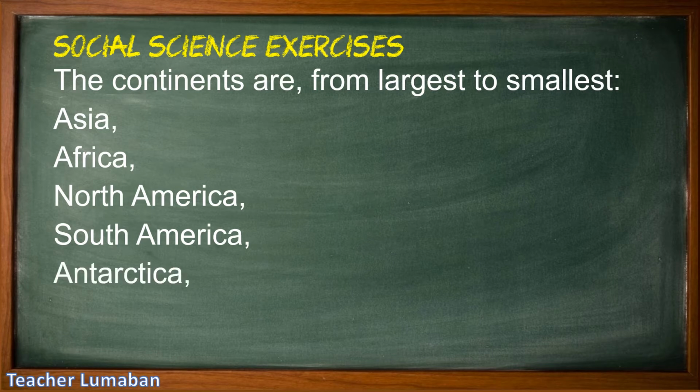Rank 5, Antarctica is 14,245,000 square kilometers or 5,500,000 square miles. Rank 6, Europe is 10,354,636 square kilometers or 3,997,929 square miles. Rank 7, Australia is 7,686,850 square kilometers or 2,967,124 square miles.